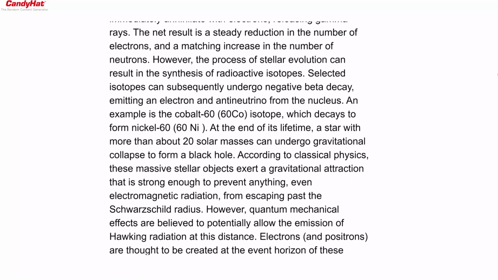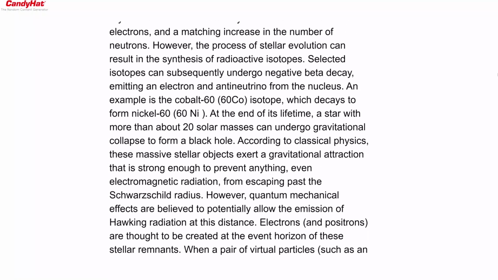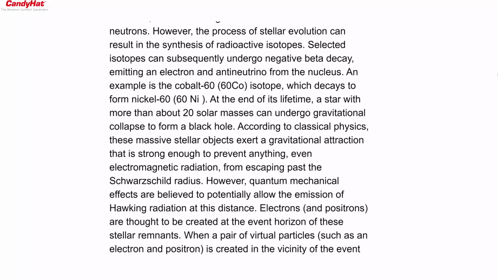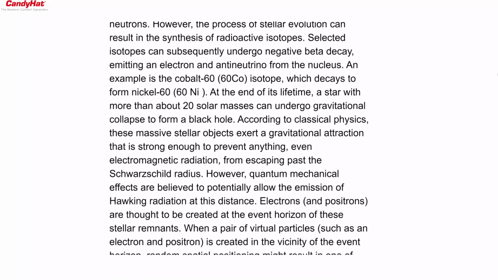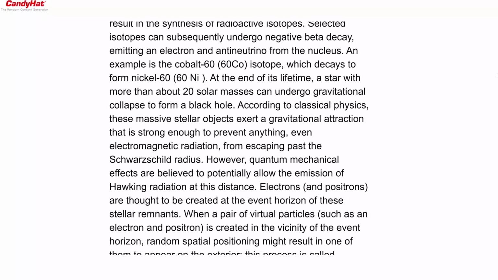Selected isotopes can subsequently undergo negative beta decay, emitting an electron and antineutrino from the nucleus. An example is the cobalt-60, 60Co isotope, which decays to form nickel-60, 60Ni.